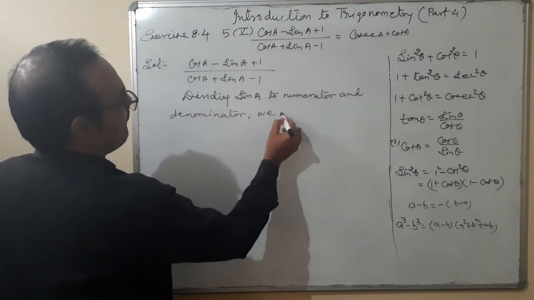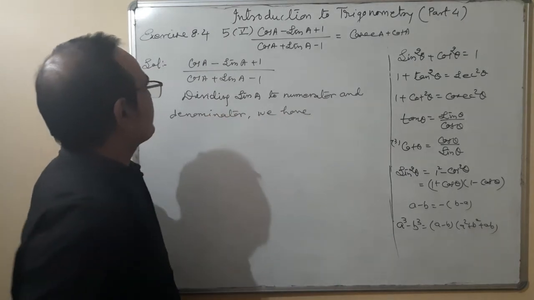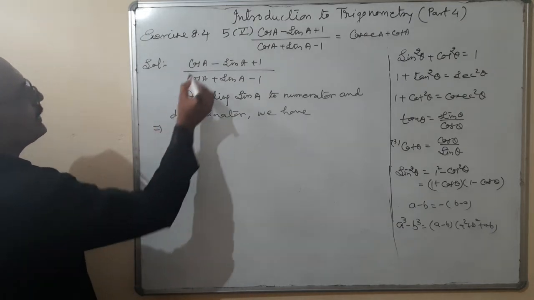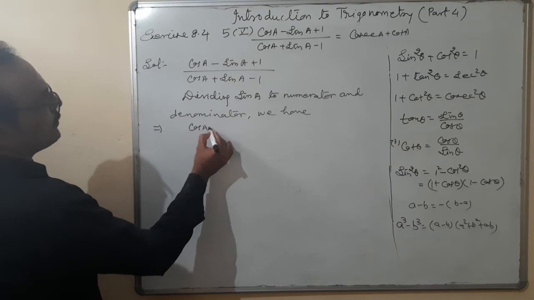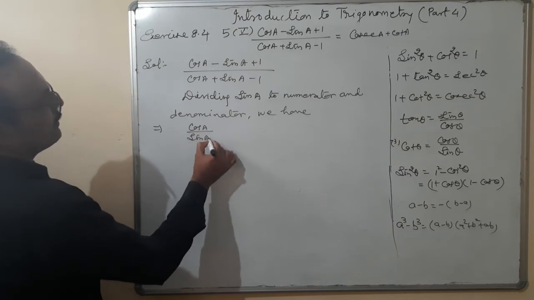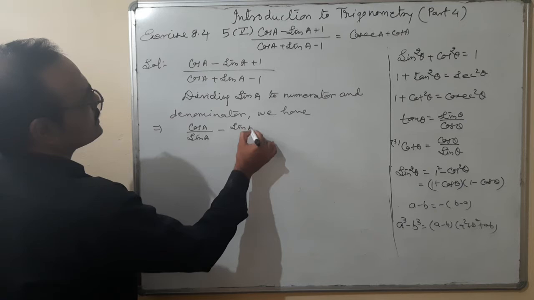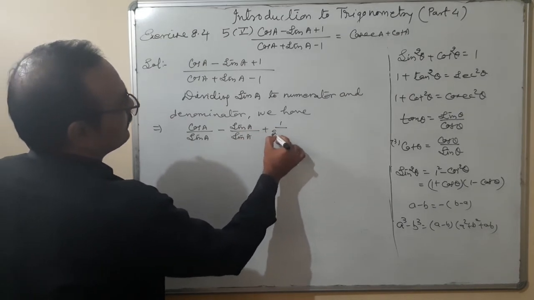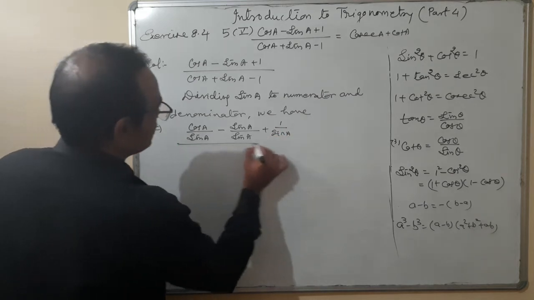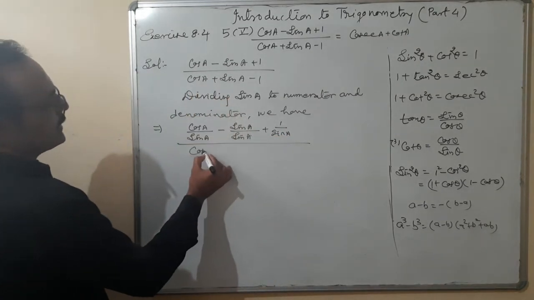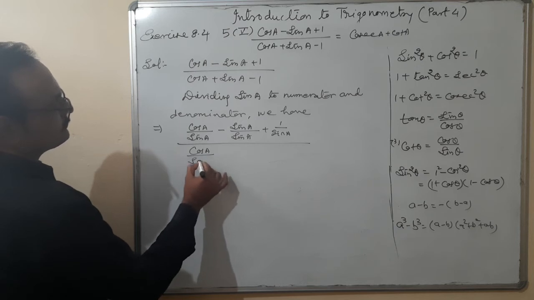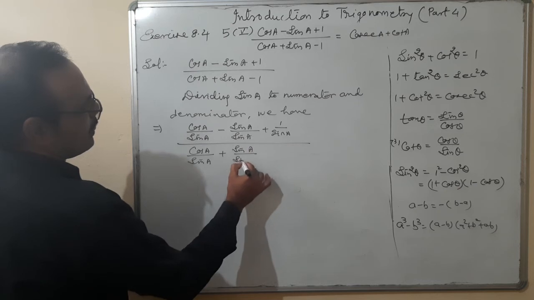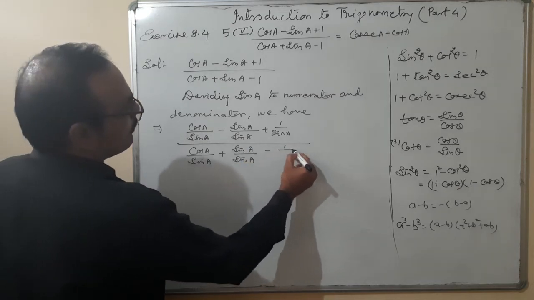We have, dividing by sin A in the numerator and denominator. If I divide all the terms, it is cos A upon sin A minus sin A upon sin A plus 1 upon sin A, same as cos A upon sin A plus sin A upon sin A minus 1 upon sin A.